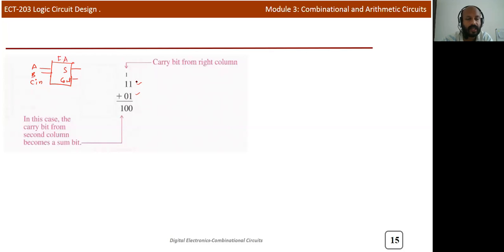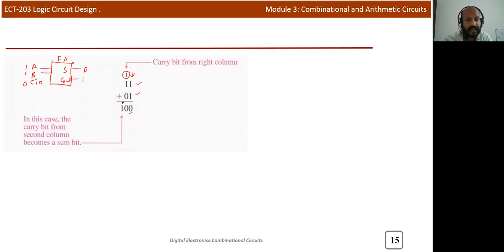So we can see how we can implement a full adder to solve this particular problem. Here the first two bits are 1 and 1. There is no carry in, so we can assume that C in is equal to 0 in the first column. If you add 1 plus 1, you will get sum 0 and carry equal to 1. So this is the carry out of the first case.